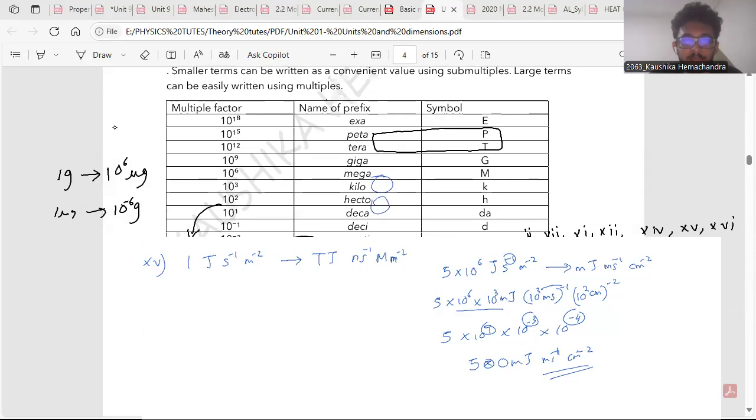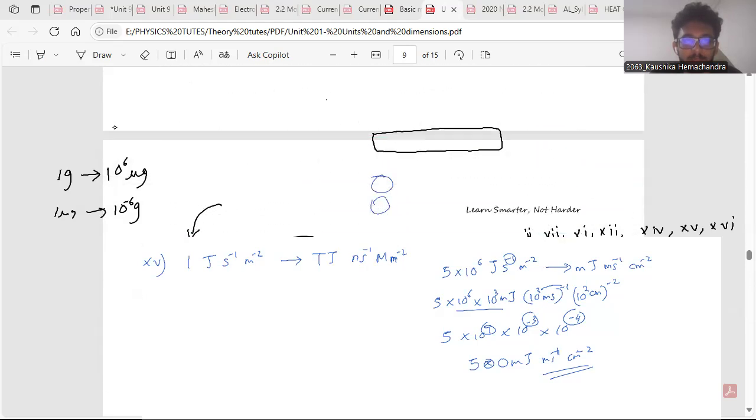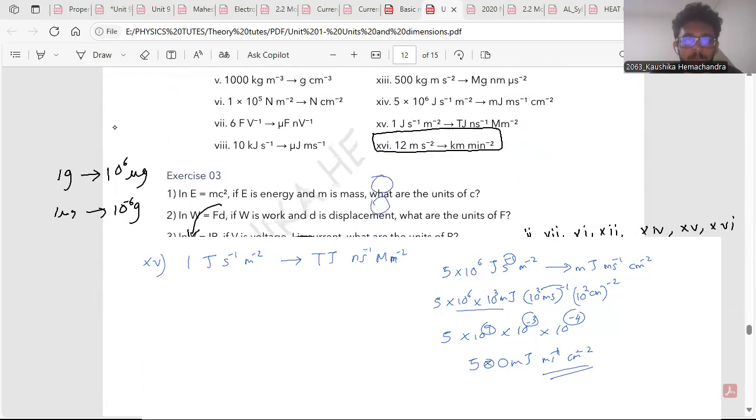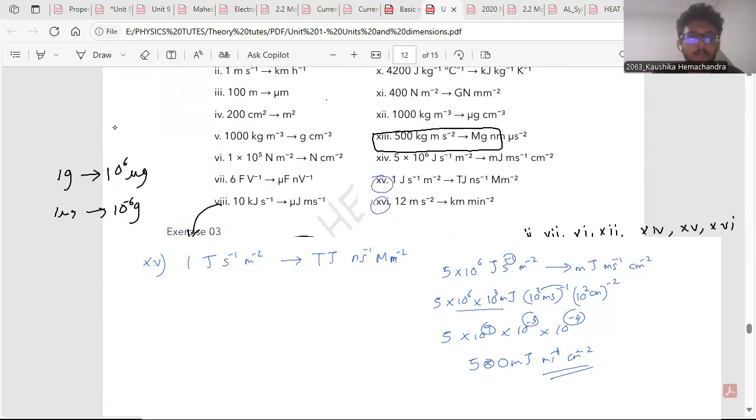Tera is 10 to the power 12, that's after giga. So 1 joule to 1 terajoule, a terajoule is very much bigger than a joule, so it's 10 to the power minus 12 terajoules. Second to nanosecond, there are many nanoseconds in 1 second, so 10 to the power 9 nanoseconds.